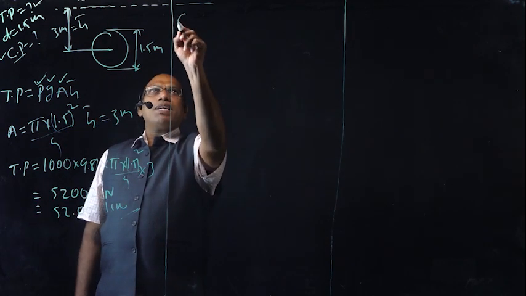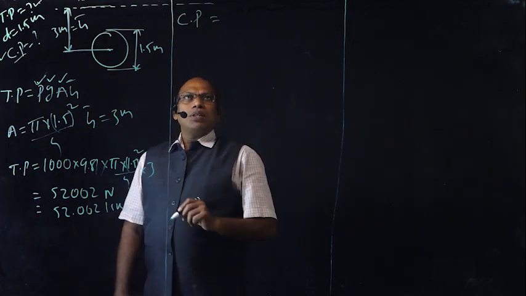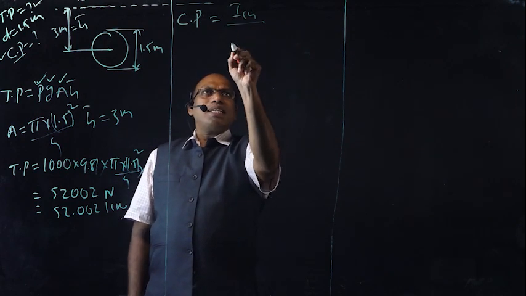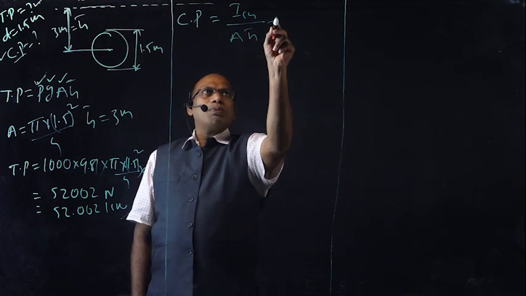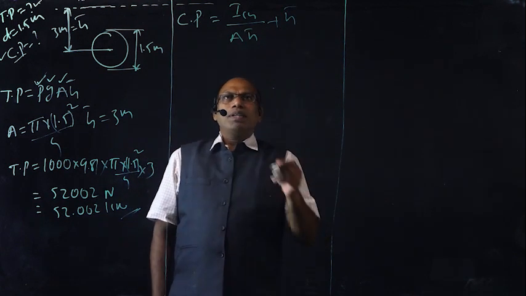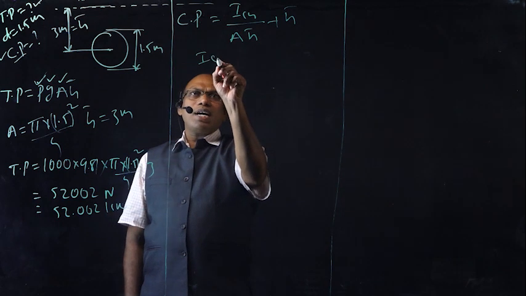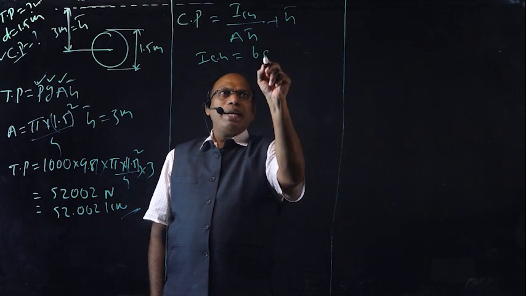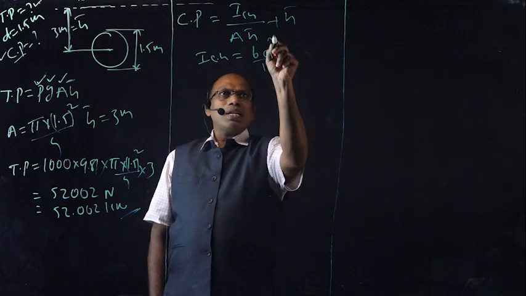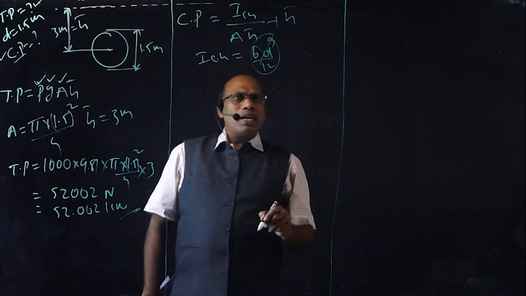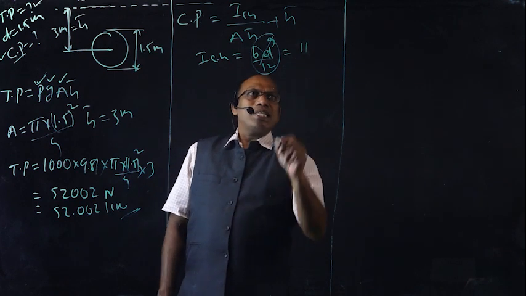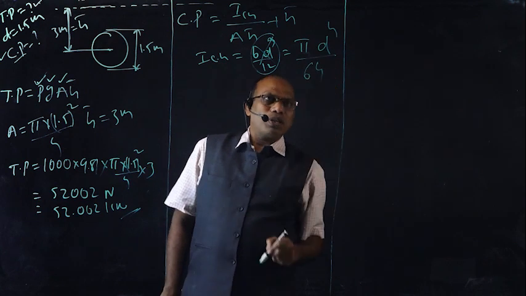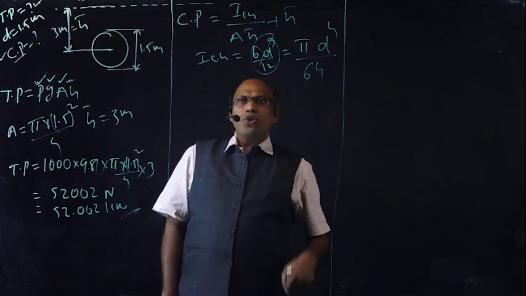Center of pressure Cp is equal to... we know one formula, that is ICG divided by A H bar plus H bar. ICG is the moment of inertia about the CG, that is equal to b d cube by 12 in case of rectangle section. In case of circular section, ICG is equal to pi d power 4 by 64.